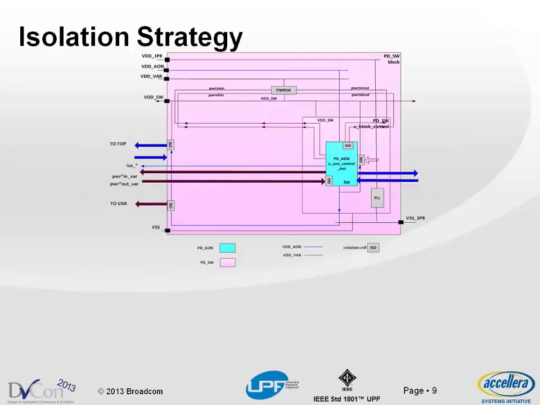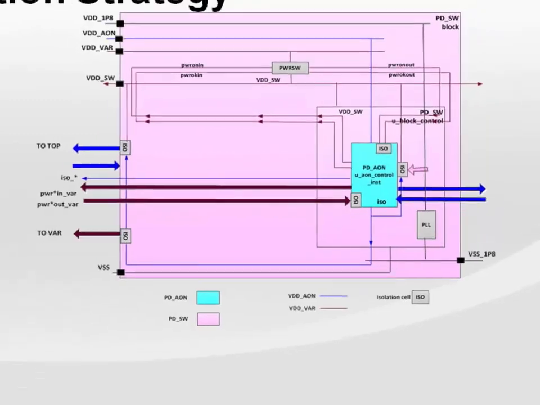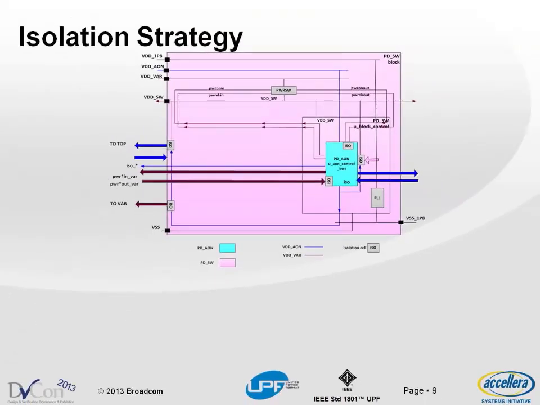Isolation strategies. So in this particular example, we've kept everything self-contained. We want this IP to be self-contained, so the isolation happens inside the IP versus at the top level. So what you see is there's isolation going from the block to the top level. There's isolation going from the switch domain into the AON domain that you see here. We also use diff supply, which John mentioned. It makes handling crossings easier.